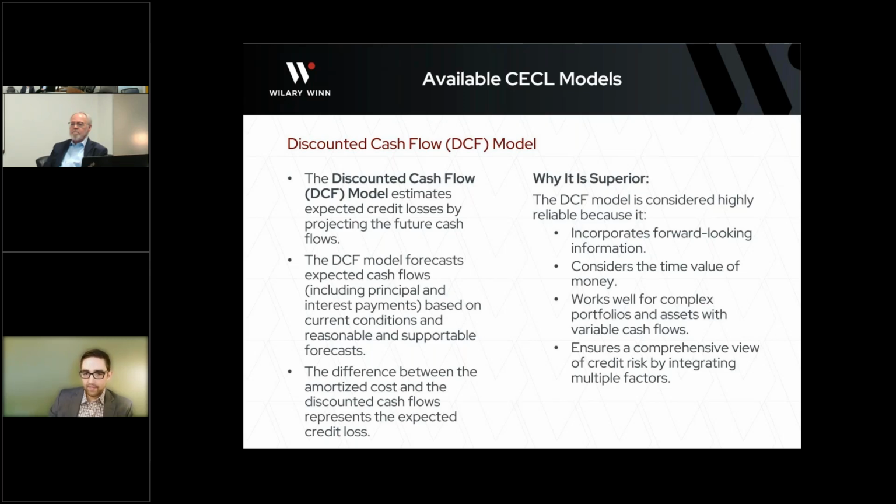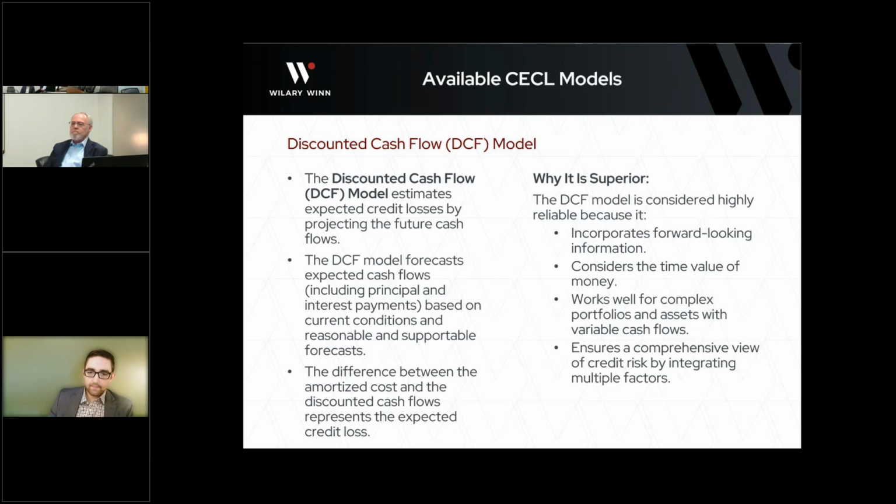So we make adjustments for prepayments, we make adjustments for default, and we make adjustments for loss severity as well, based on what we expect to collect, and then incorporating those economic indicators like unemployment and housing price appreciation, based on reasonable and supportable assumptions. The difference between that value that we come up with in the discounted cash flow approach and the amortized cost is going to get us that CECL, or current expected credit loss, amount that ends up on the financial statements.